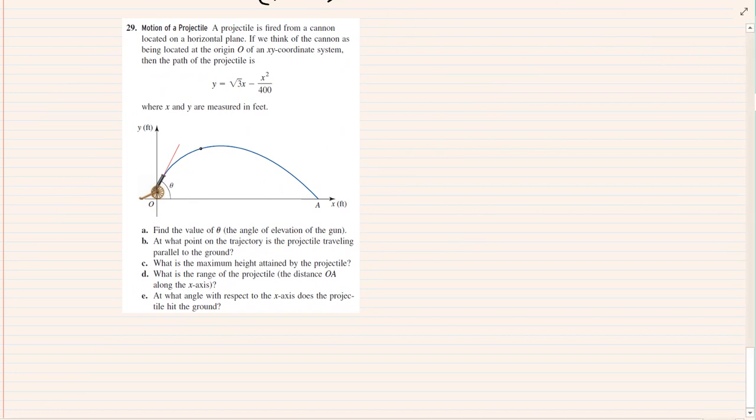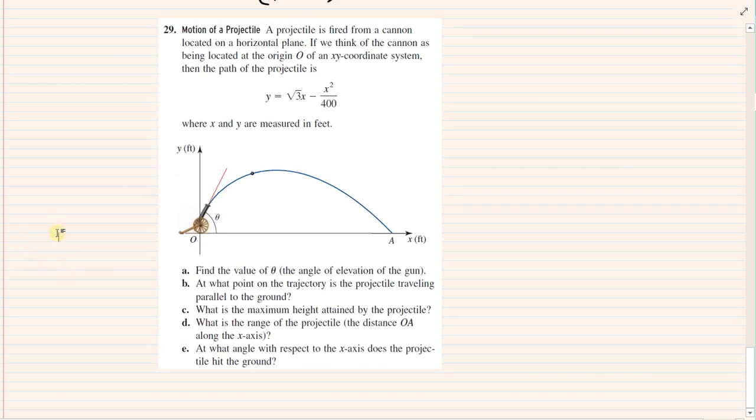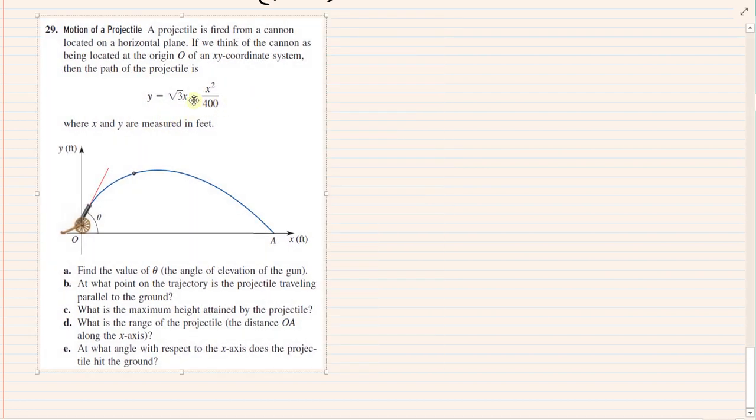Alrighty, let's take a look at this one now. In this exercise, an application. Okay, we're still in that section. This is the motion of a projectile. A projectile is fired from a cannon located on a horizontal plane. If we think of the cannon as being located at the origin O of an XY coordinate system, then the path of the projectile is given by that function. And X and Y are both measured in feet.